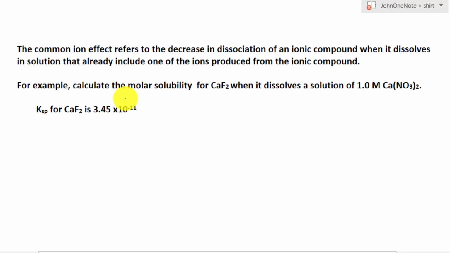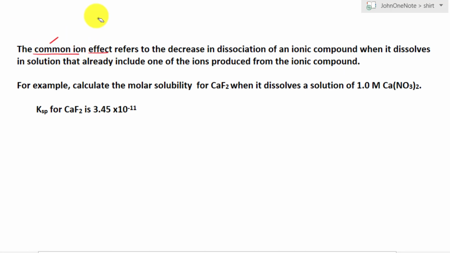In the previous lessons, we learned about the solubility product constant, where we have an ionic compound dissolved in water. In this lesson, we are going to look at what happens to the solubility of a substance when we dissolve it not in water, but in a solution that contains ions, the same ions that result from the ionic compound. When we dissolve an ionic compound in this particular type of solution, we produce something called the common ion effect.